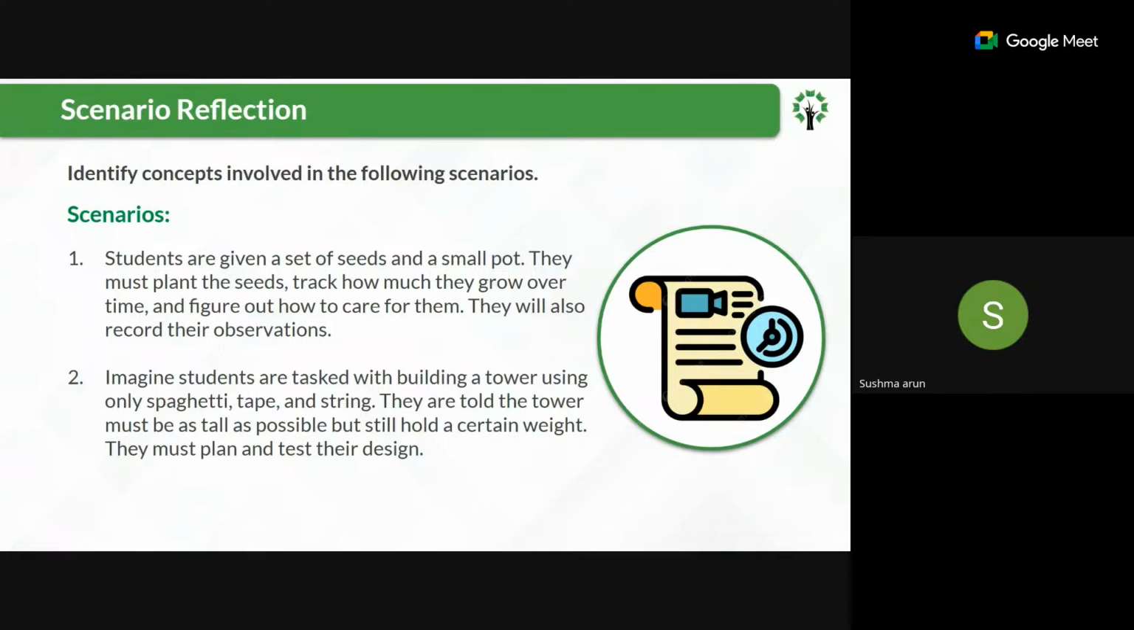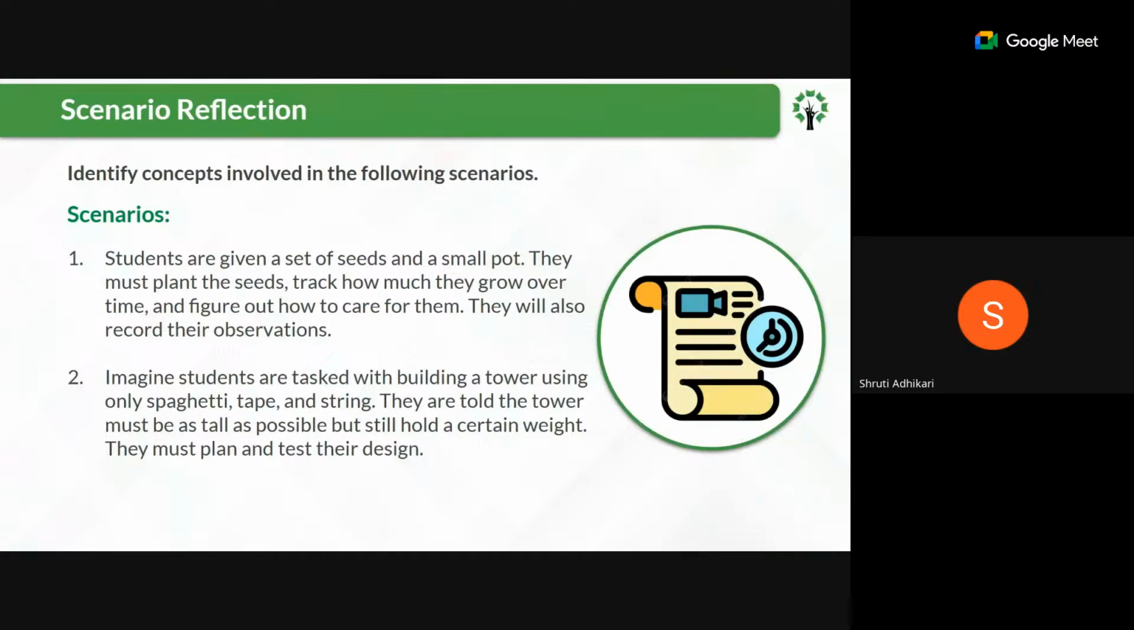Students are given a set of seeds and a small pot. They must plant the seeds, track how much they grow over time, and figure out how to care for them. They will also record their observations. Can any one of you tell me what concepts are involved in this scenario? This is a particular scenario which ma'am has read. There are a lot of concepts. It is just one scenario, but it includes a lot of concepts. We cannot say that only one concept is there.